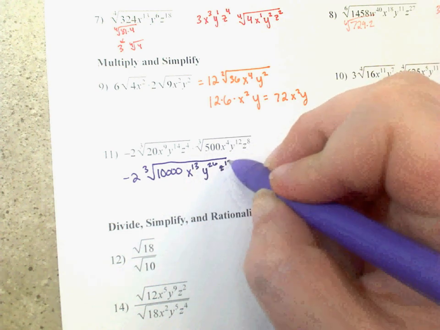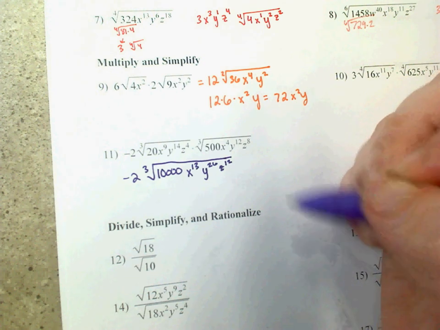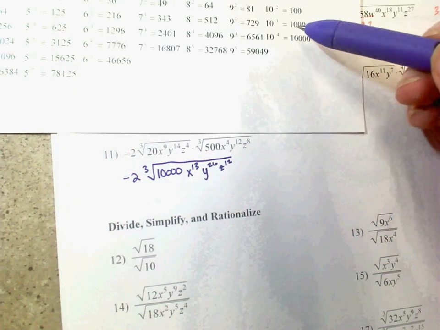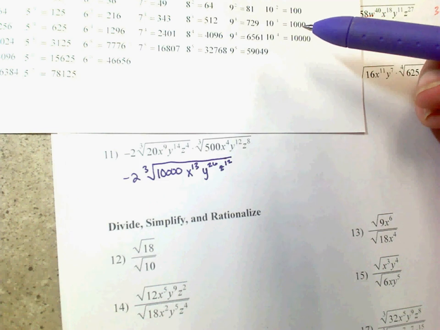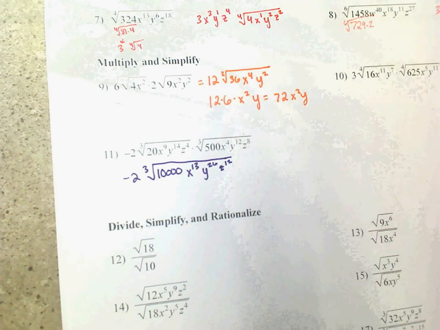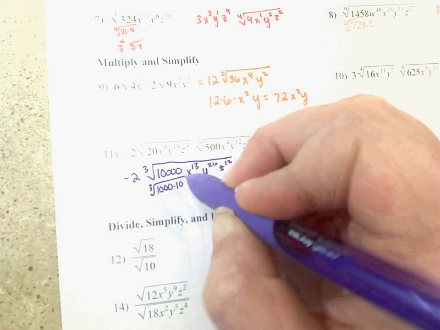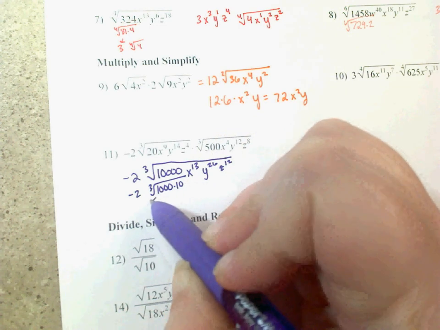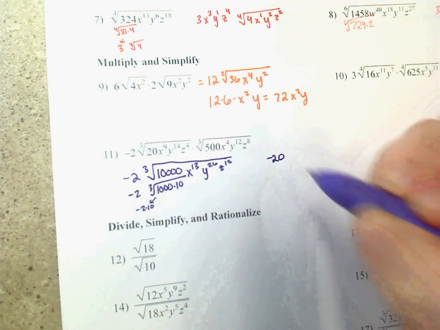So then I start simplifying. Okay. The cubed root of 10,000. Well, I know there's a cubed root of 1,000, which means 1,000 goes into it 10 times. So this is 1,000 times 10, which means the cubed root of 1,000 is 10, so I bring a 10 on the outside. I'm multiplying it times negative 2, so that's a negative 20. And then I'm left with a 10 on the interior.